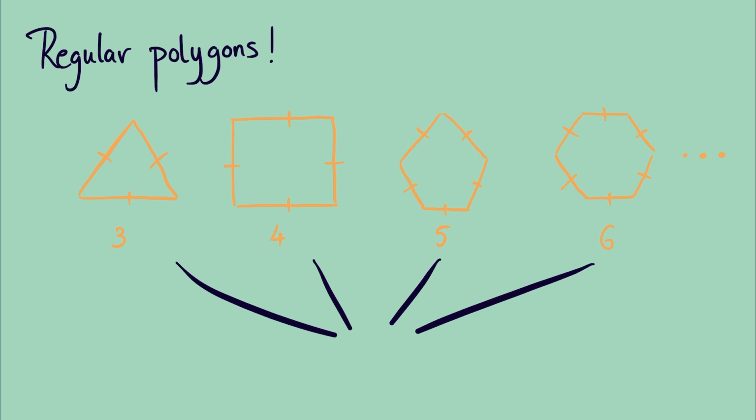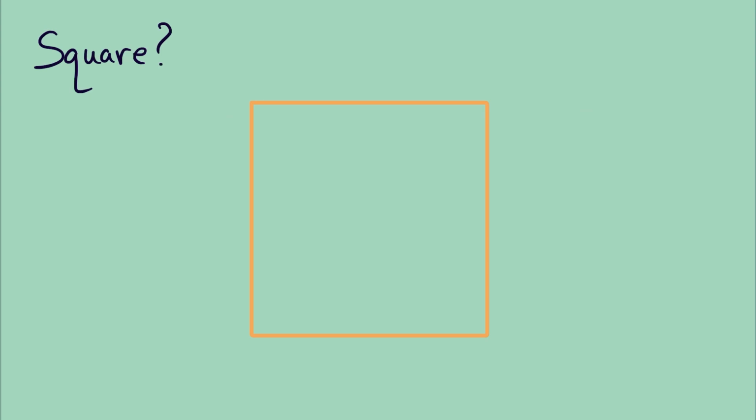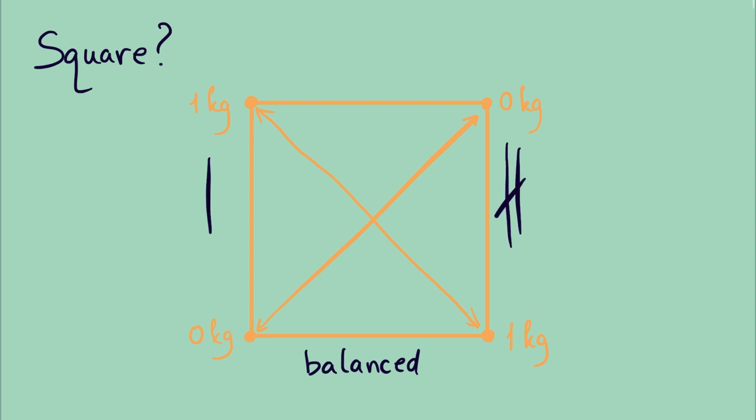But which of these satisfy our principle of unique balance? Take the square, for example. It might be intuitively clear to you that for the square to stay in balance, we only need that the opposite vertices have the same weight. For instance, we could hang one unit of mass from these two vertices and nothing from the others, and so the problem reduces to the scale with only two objects. So the square does not satisfy our principle.